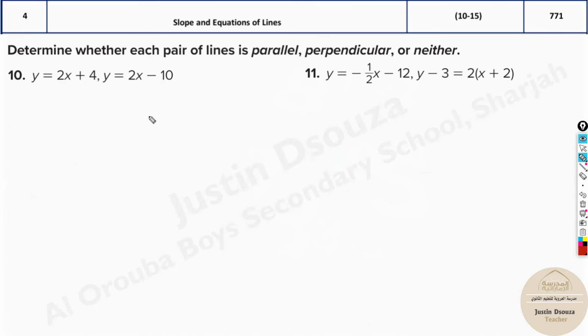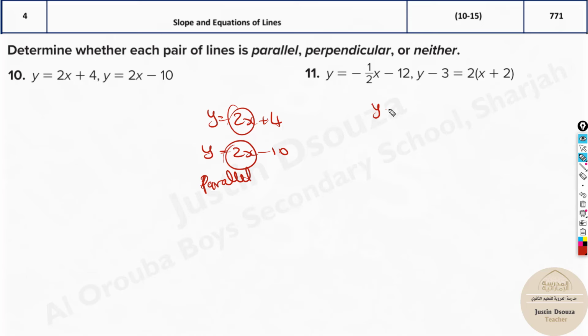So now over here, what you need to do is just write them in slope-intercept form. So it'll be y is equal to 2x plus 4. It's already in slope-intercept form over here. Y is equal to 2x minus 10. Again, it's in slope-intercept form. Look at the slopes. Parallel, directly, that's it. You don't have to solve anything. You just have to look at the slopes and tell parallel.